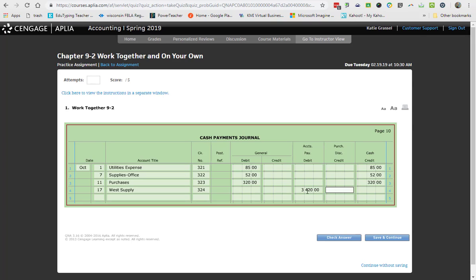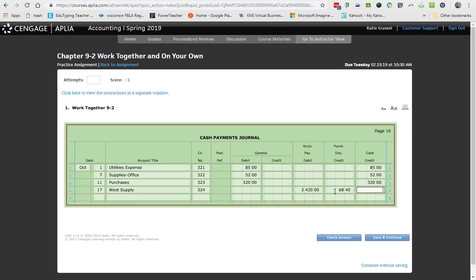We're not paying them $3,420 though. How much are we paying them? How did you get that? 2% discount. So really this time I need to know how much we have off. So in my calculator I'm going to type in $3,420 times 2%. And that gives me my discount of $68.40. That goes on my purchases discount column.